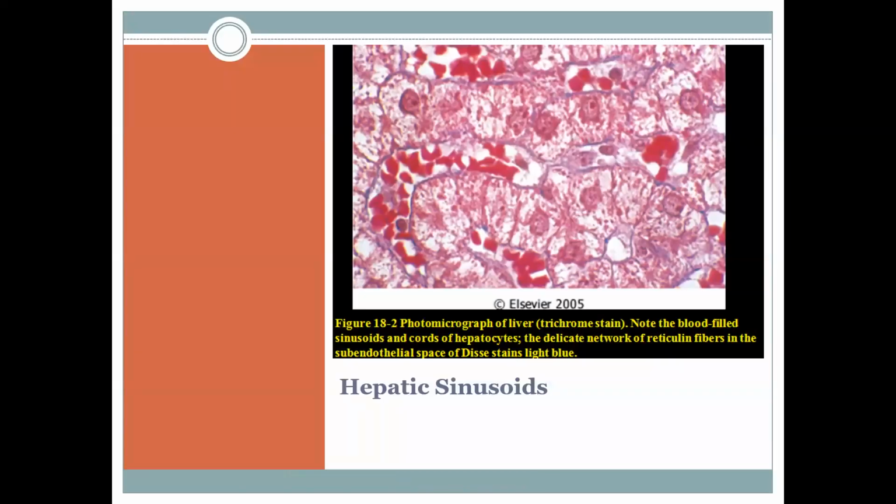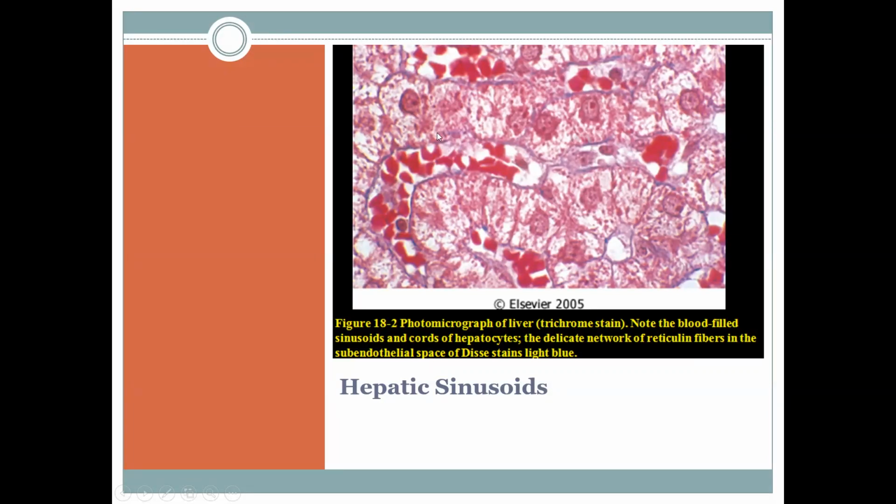So here are examples of the hepatic sinusoids where the venous and the arterial blood mix. And you can see how thin the layer is that is dividing them from the hepatocytes.